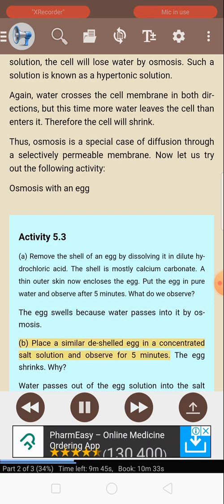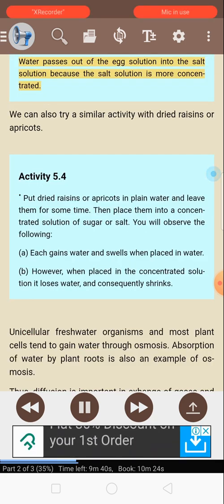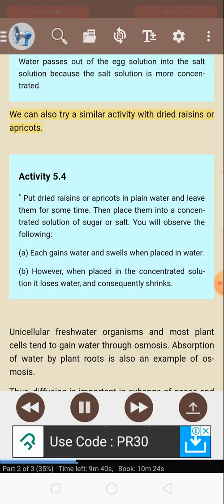B. Place a similar shelled egg in a concentrated salt solution and observe for 5 minutes. The egg shrinks. Why? Water passes out of the egg solution into the salt solution because the salt solution is more concentrated. We can also try a similar activity with dried raisins or apricots.